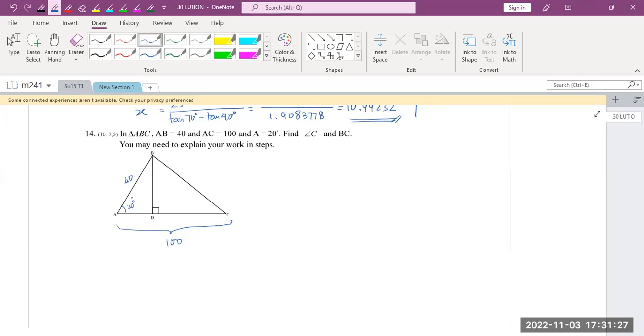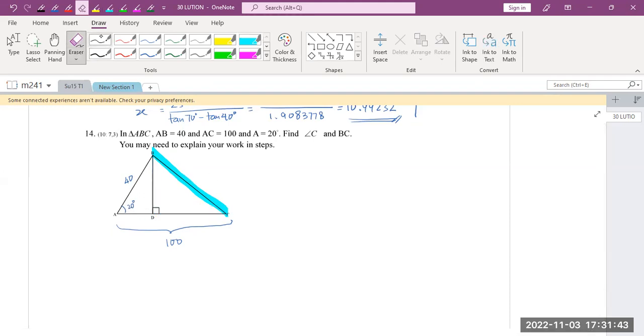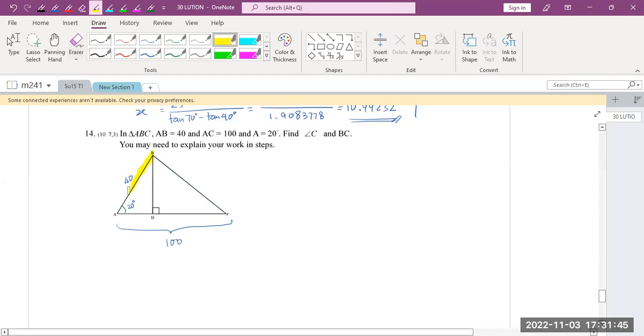To find angle C, we need to know two of these sides here. Of course, because we know the angle, let's take a look at this right triangle here. We know the hypotenuse and we know the angle, so we will be able to find AD, and we will be able to find BD.